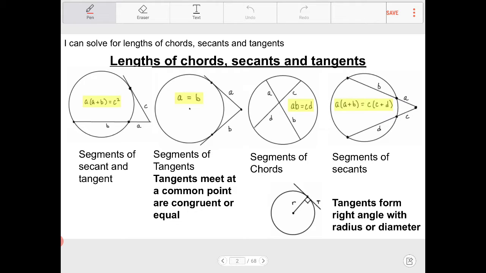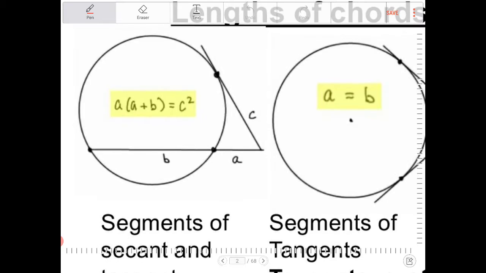To better organize our thoughts, I've placed the various scenarios into four different categories. The first of which is, what is the relationship between the lengths of tangents and secants? Let's take a close look at this.